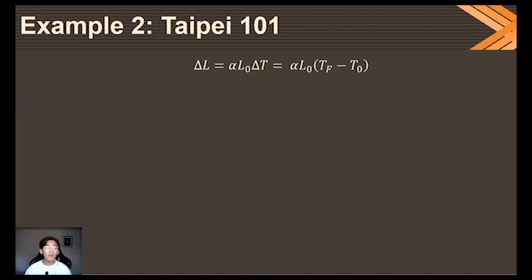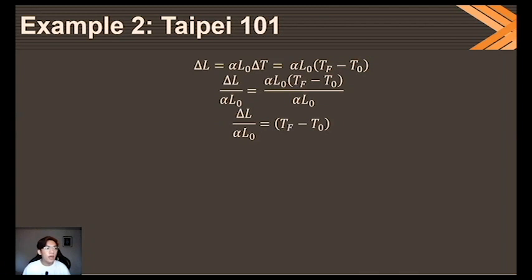So, our main equation for example number 2 is still delta L, or linear thermal expansion, is equal to alpha times L sub 0 times delta T, which is also equal to alpha times L sub 0 times the difference between final temperature minus initial temperature. Since we are looking for T sub F, let's isolate T sub F. Let's divide both sides first by alpha times L sub 0 so we can isolate T sub F minus T sub 0. So our new equation will look like this. Delta L divided by alpha times L sub 0 is equal to T sub F minus T sub 0. To isolate T sub F, we transpose negative T sub 0 to the other side. It becomes T sub F, or final temperature, is equal to delta L divided by alpha times L sub 0 plus T sub 0.